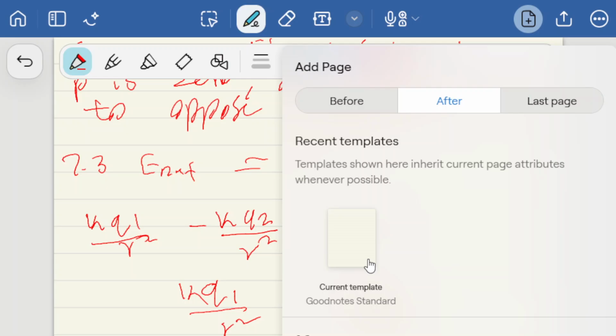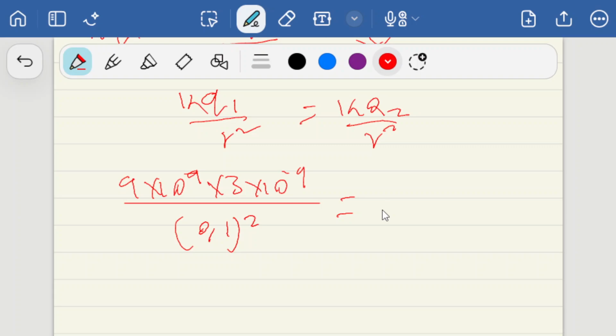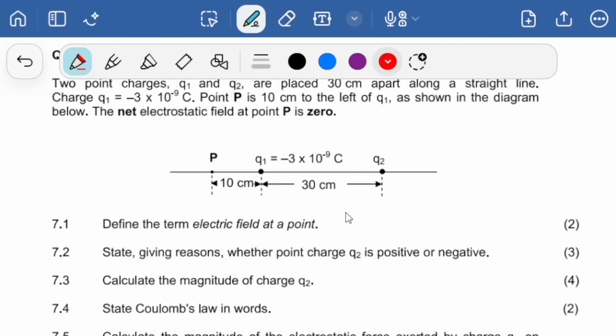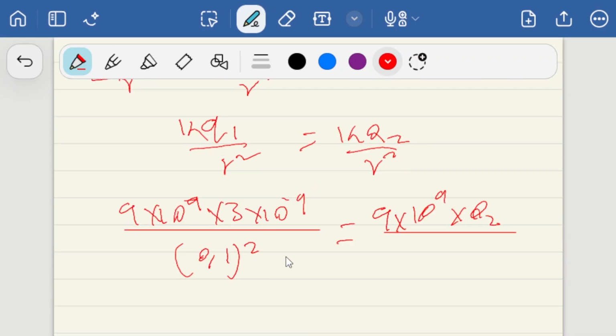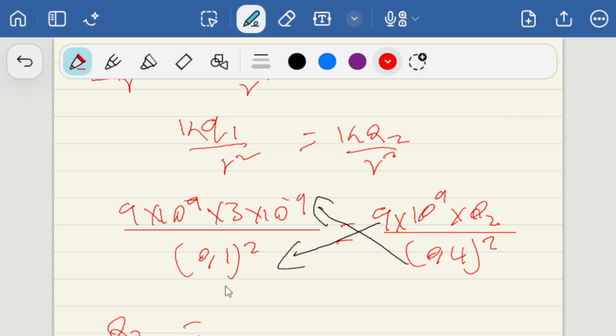Then equals to, oh, I can't because of the page. Now this one, we don't know charge Q2. So we only put what we know, multiplied by Q2, divided by the distance. So what is the distance there? 30 plus 10, 40. So it's 0.4. So 0.4 squared. So now you must solve for Q2. Basically, you're going to multiply by this, then multiply by the other. So let us press our calculators. Q2 will be equal to something.